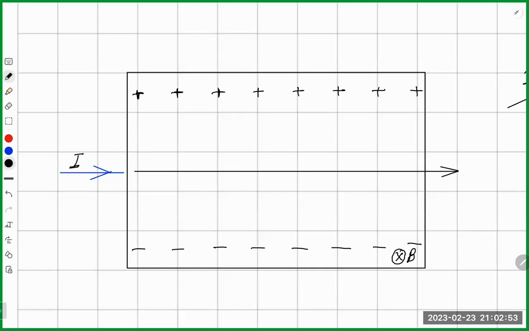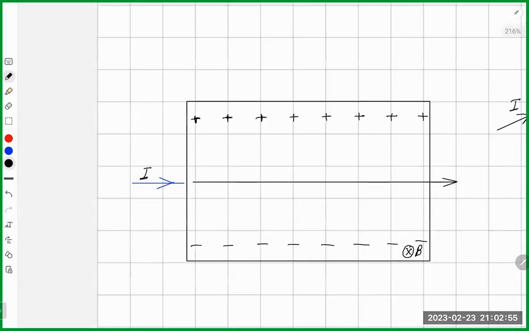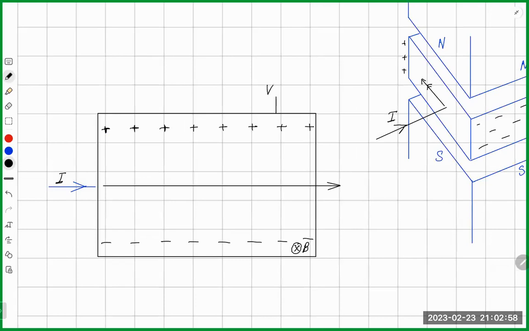Now, there is positive potential over here. There is a negative potential on this side. This potential difference is called Hall voltage or Hall's voltage.